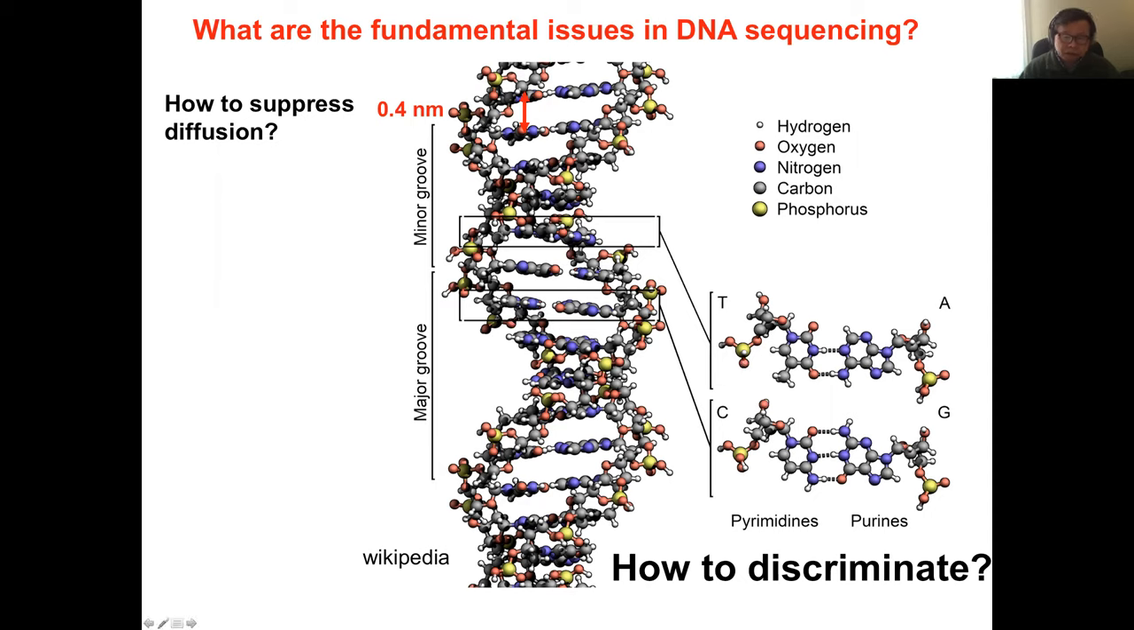DNA is a double helix structure, and the nucleotides are spaced 0.4 nanometers apart. Because it's so close, it's very hard to measure directly. And the chemistry between the four nucleotides is also very close; the atomic composition is very similar. They differ by a few atoms. The main difference is that between A and T there are two hydrogen bonds, and between G and C there are three hydrogen bonds. So the idea is, how do you discriminate between the nucleotides and distinguish their positions? That's the challenge.